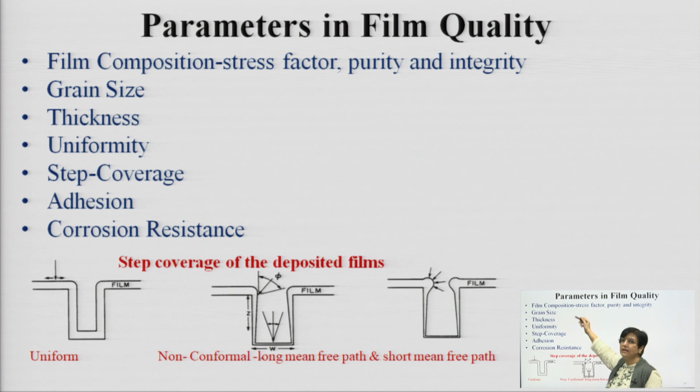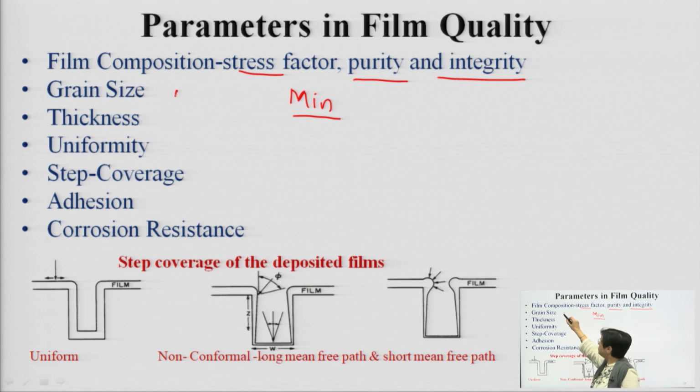Before we end, the last point of this lecture gives you the idea about the parameters of film quality, based on which you decide whether the deposited film is good. The performance of the film will depend on the stress factors associated, so you should have minimum stress so that the film is reliable. You should have maximum purity and integrity. The grain size should be precise and uniform as desired, thickness should be precise, uniformity should be there, and it should provide proper step coverage.